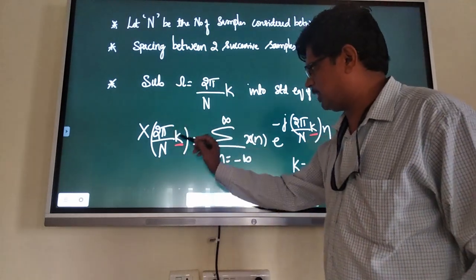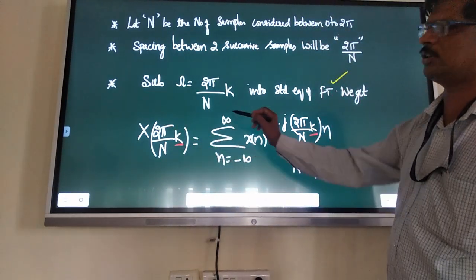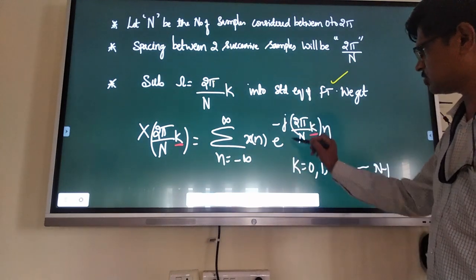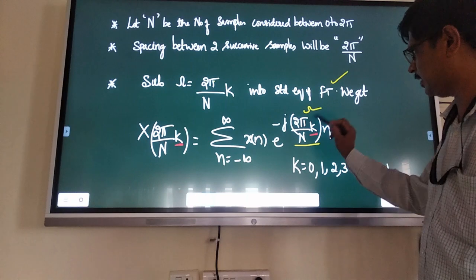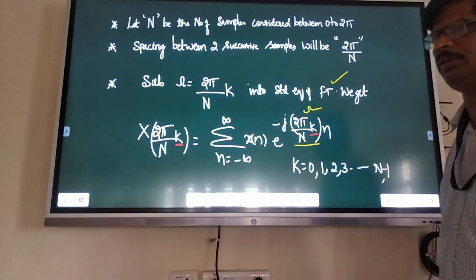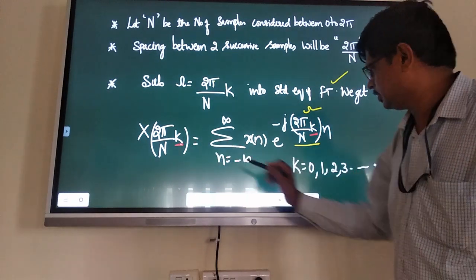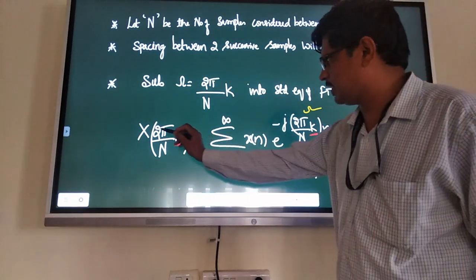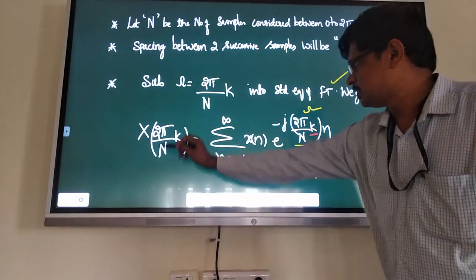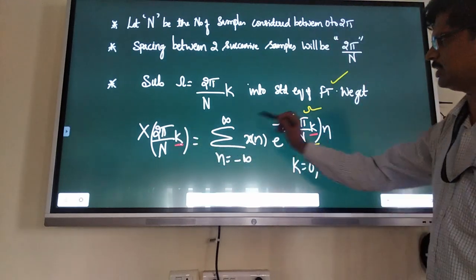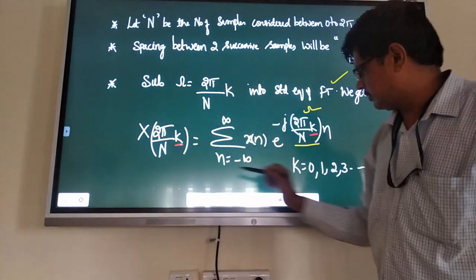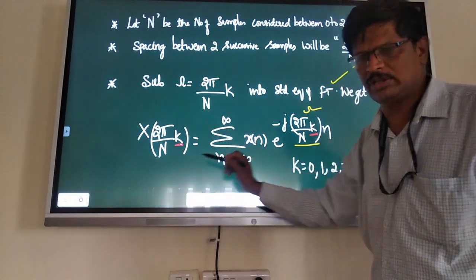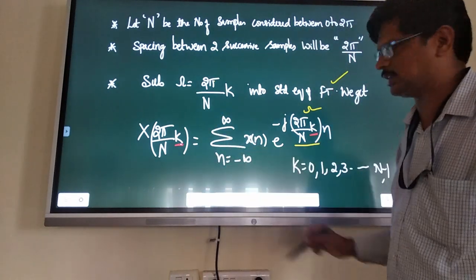Then X of 2 pi by N into k is equal to summation n is equal to minus infinity to plus infinity x of n e power minus j 2 pi by N k n, where k is equal to 0, 1, 2, up to 7. When k is 0, you will get the first sample. Solve this and you will get the first sample. When k is 1, the second sample. When k is 2, the third sample. Like that, k is 7, the last, 8th sample.